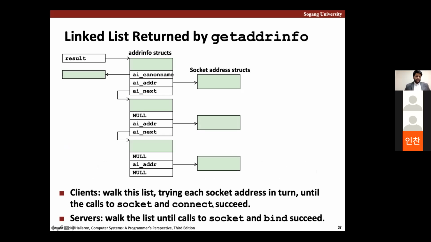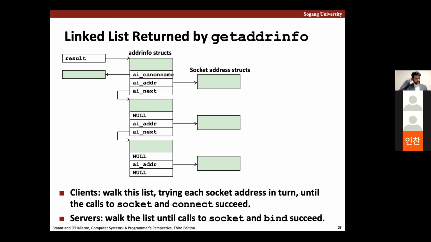So this is actually the linked list returned by get address information. Given host and service, the two components of a socket address, get address information returns a result that points to a linked list of address information structures. Each of these points to the socket address structure that corresponds to a host and a service. Once a client calls get address information, it walks this list, trying each socket address in turn until the calls to socket and connect succeed and the connection is established.